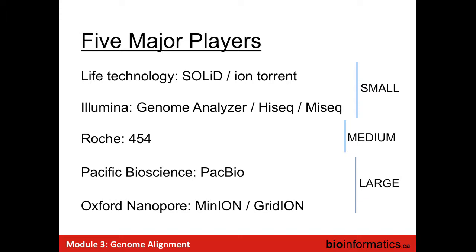These different types of technology can be grouped by type of molecules. We have the short read technology, usually with molecules around 50 to 200 base pairs. We have medium molecules, around 600 to 700 base pairs. And we have long read molecules, which can go up to 50 or 100 KB.